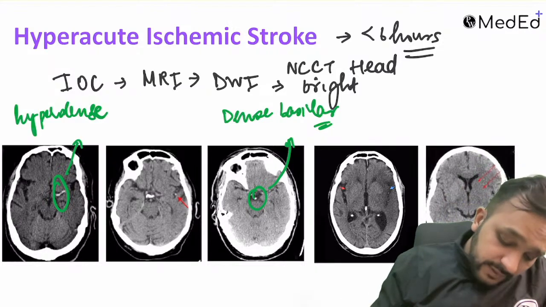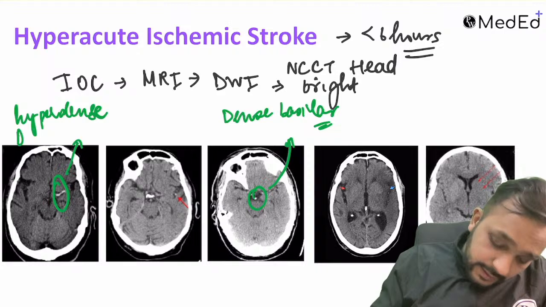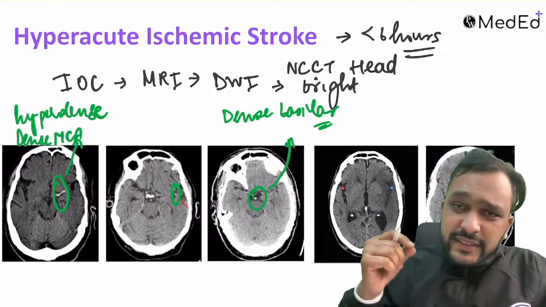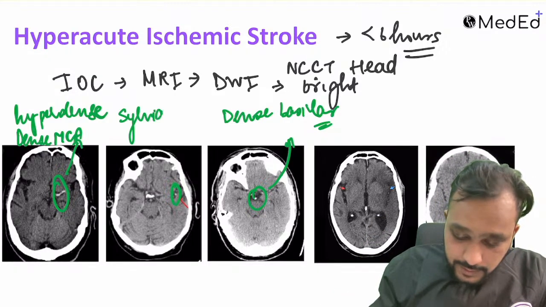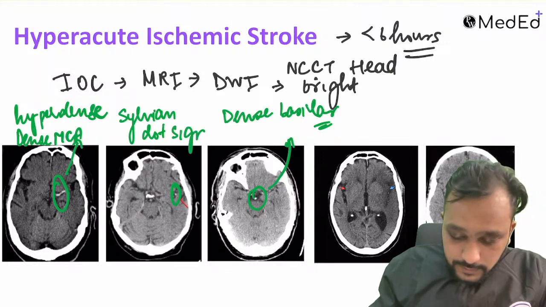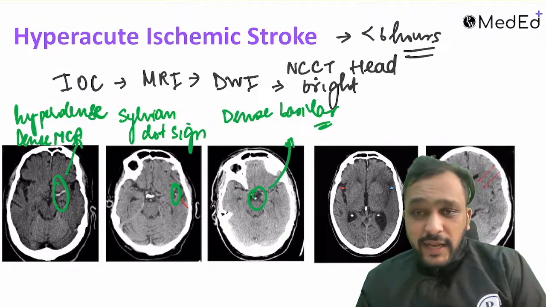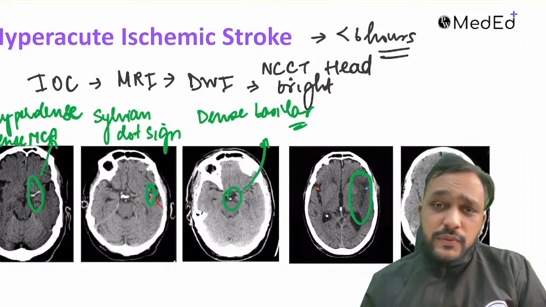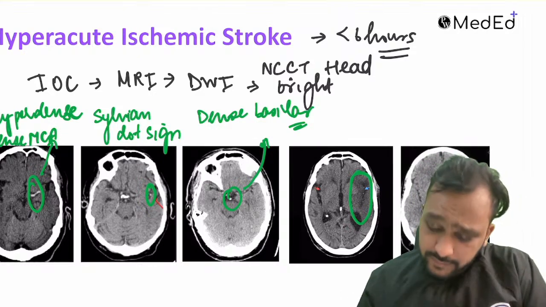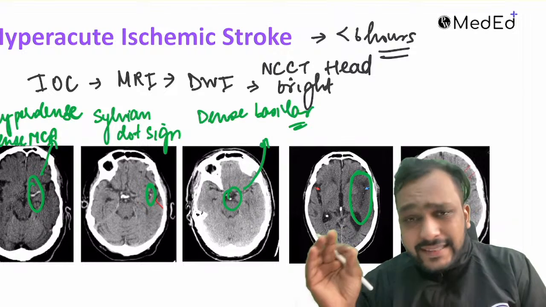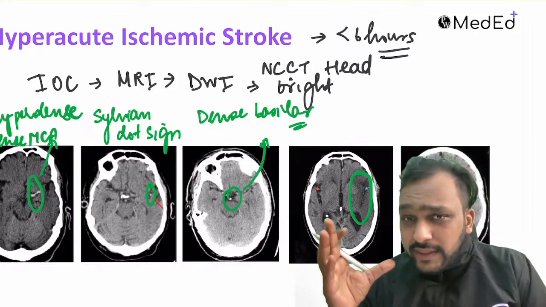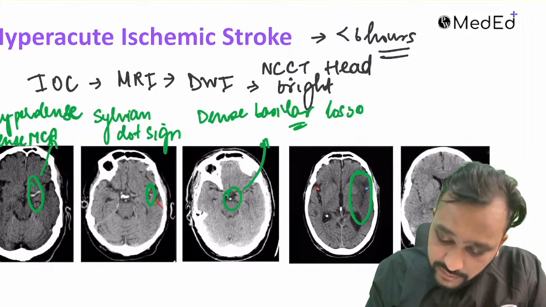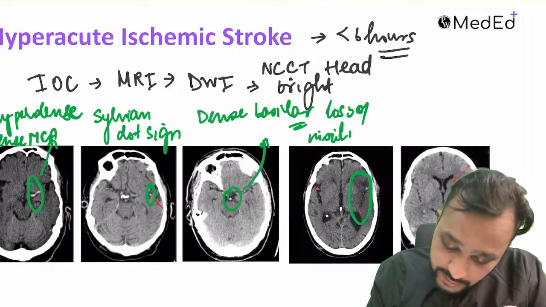When it is seen in the region of MCA, it is known as dense MCA sign. And if it is seen in the region of the Sylvian fissure, it is known as Sylvian dot sign, right? Sometimes you can see that there is a hypodensity in the region of the insular cortex. Normally there is differentiation between cortex and the white matter in the region of the insula. So when there is blurring of the gray white matter differentiation in the region of the insula, that is known as loss of insular ribbon sign.